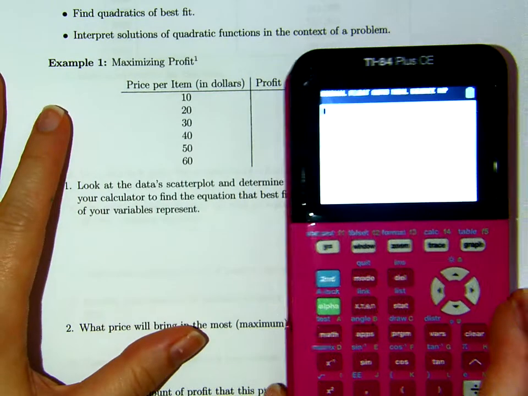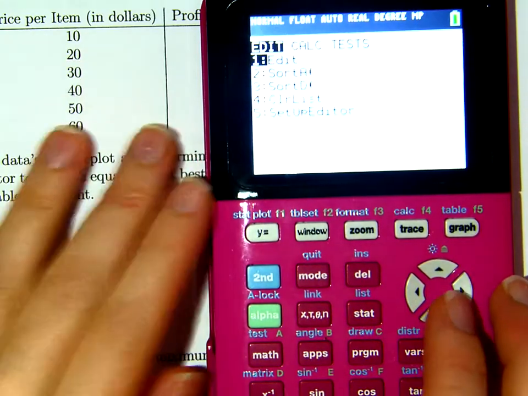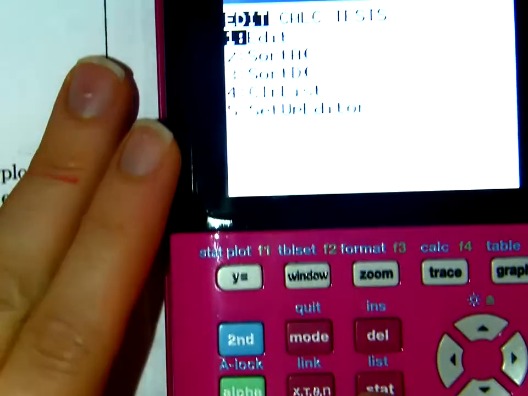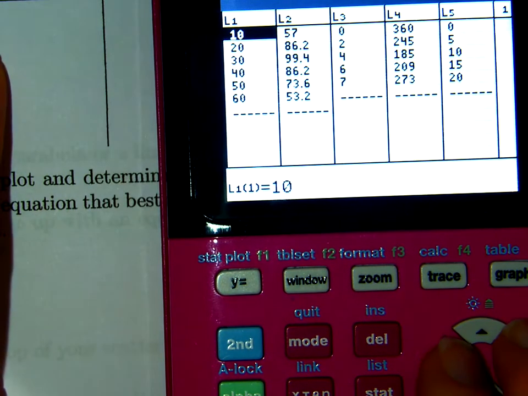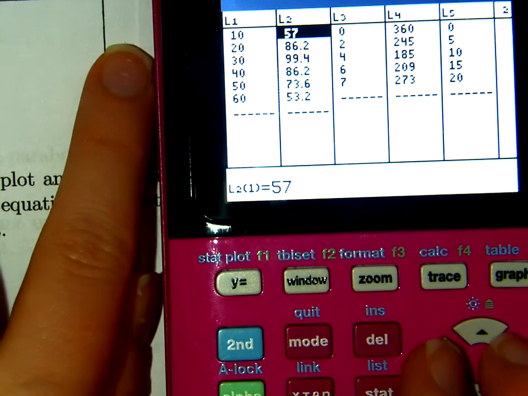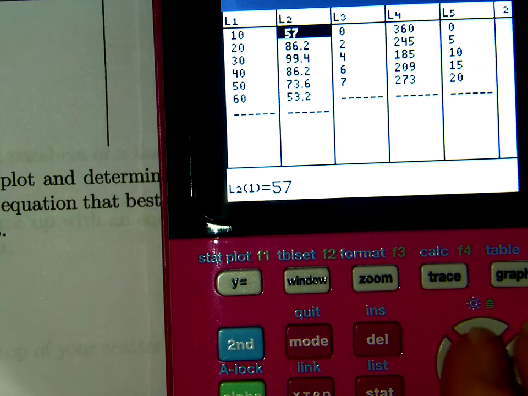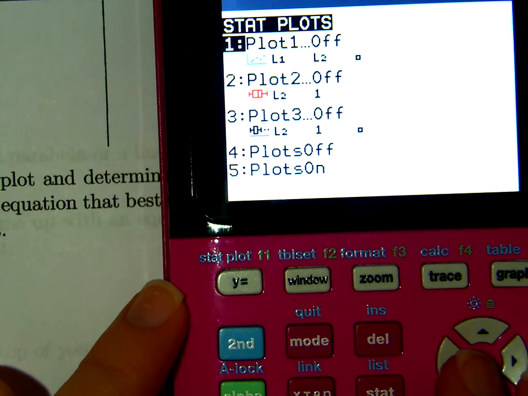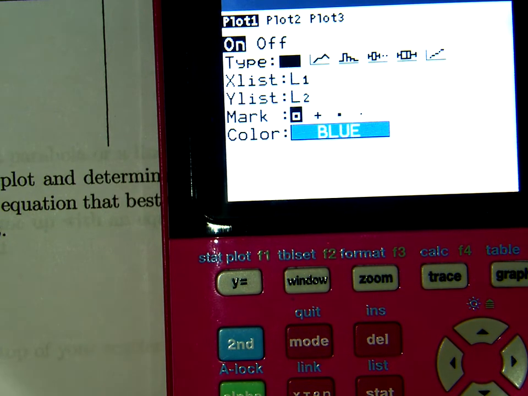Okay, so I have taken the opportunity to go ahead and fill the data, but I want to remind you of how that went. So I went stat, hit enter on edit. In list 1, I put the prices per item. In list 2, I put the profit in millions of dollars. So 57 millions of dollars is what this would represent. Now I'm going to go second, y equals for stat plot. Hit enter again to turn it on. I do want a scatter plot.